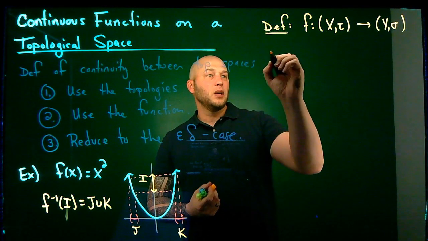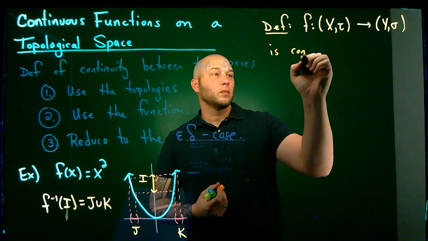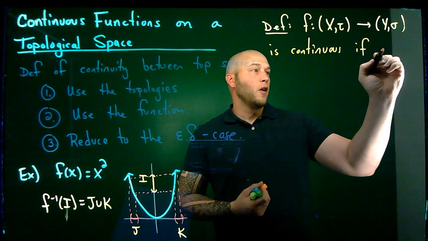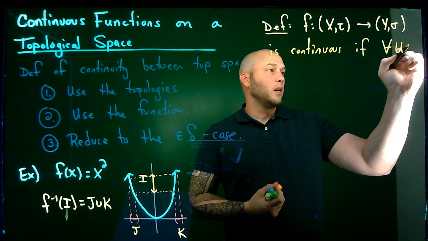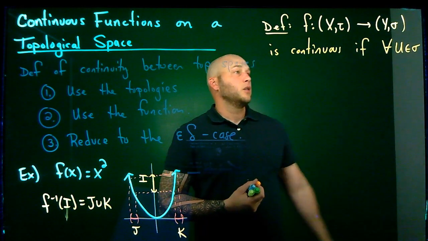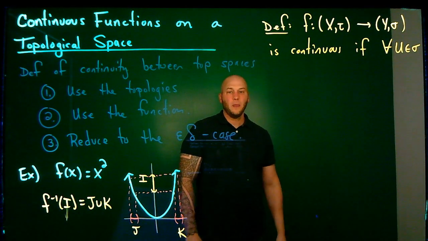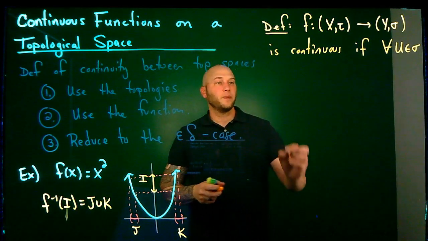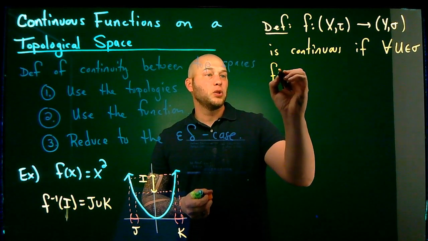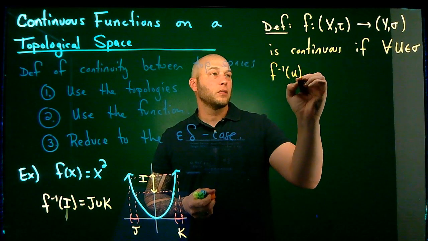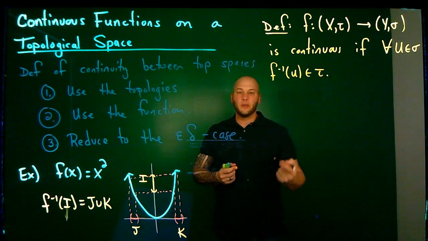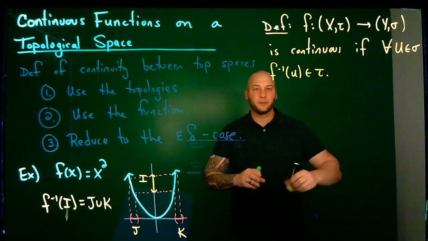This function is continuous if for every single element of the target space topology, in other words, for every open set in sigma, the pre-image of that set is open in tau. So pre-images of open sets are open.